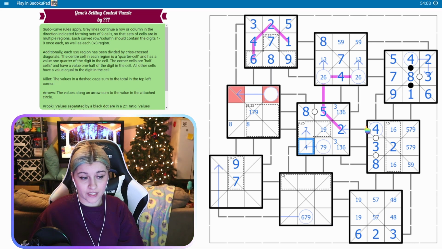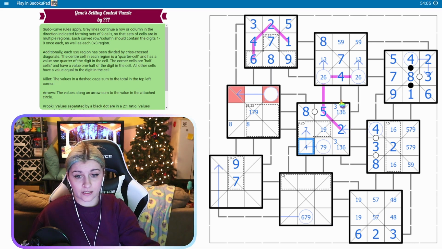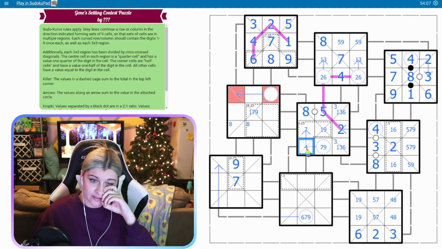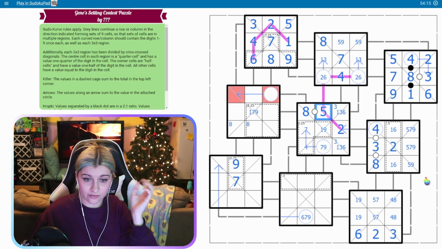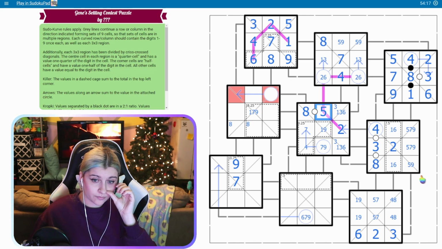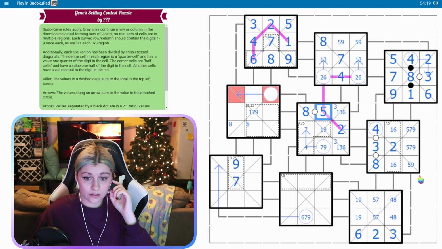What about 3 and 6? I can't use a 3, so I would have to do a halved 6 plus another 6, which is not going to work. 4 and 5, a 5 is taken. There's no way to get a halved 5. Okay.